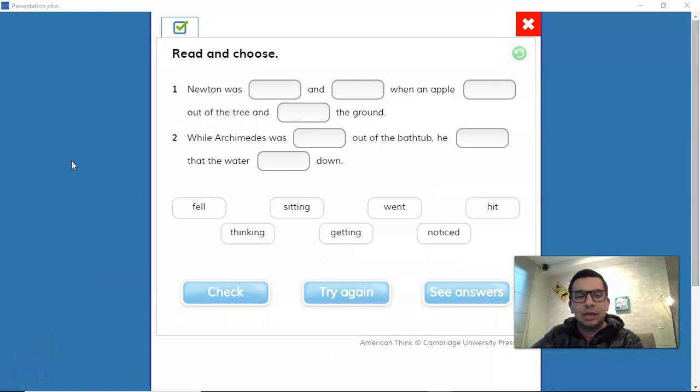Okay, guys, now let's take a look at these two sentences. Number 1, Newton was blank and blank when an apple blank out of the tree and blank on the ground. Okay, and number 2, while Archimedes was blank out of the bathtub, he blank that the water blank down. Okay, so can you help us, Dr. Stephen?